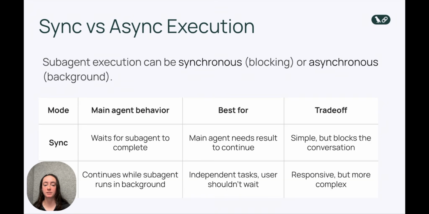and so isn't the best choice if you have specific latency requirements. Conversely, in the async case, the main agent actually continues while those subagent tasks run in the background. So this is best when you have independent tasks that the end user doesn't need to wait on. This architecture is generally more responsive and better if you have stricter latency requirements, but it is definitely more complex.